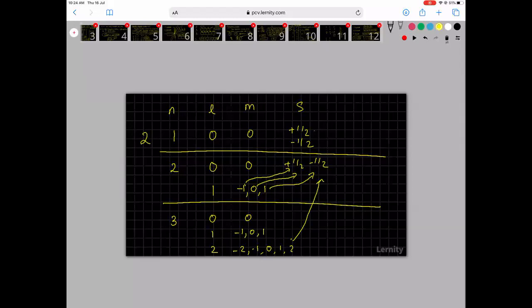The maximum number of electrons that can come in the second shell: 2 here, 6 here. So 8. In the third shell, 2 here, 6 here, 10 here. So 18. Now please see how all this is what Bohr said. Bohr did not know all this, but he was still able to say it. That is why we have to respect Bohr.